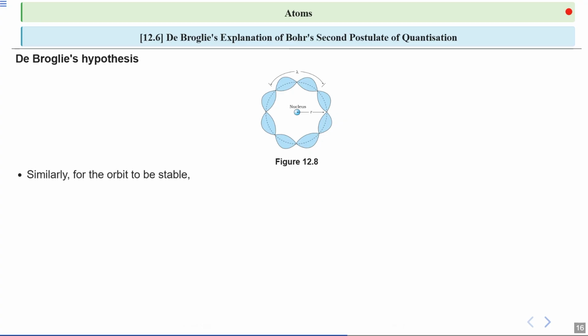Now let's think about what makes an electron's orbit stable. For the electron to stay in a fixed orbit, its wave must fit perfectly around the circle. This is similar to how a guitar string only vibrates at certain frequencies to make a clear note. If the wave doesn't fit, the orbit won't be stable.